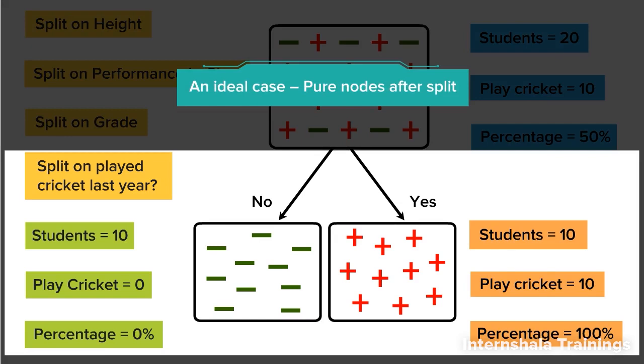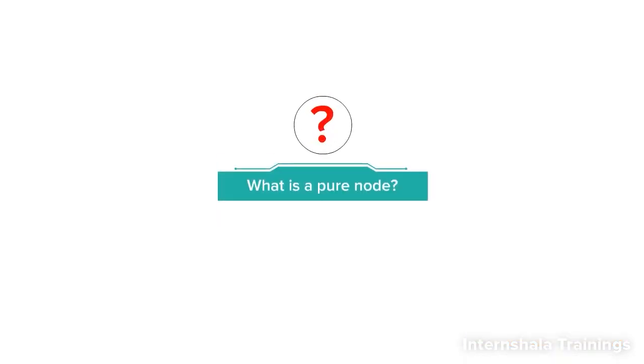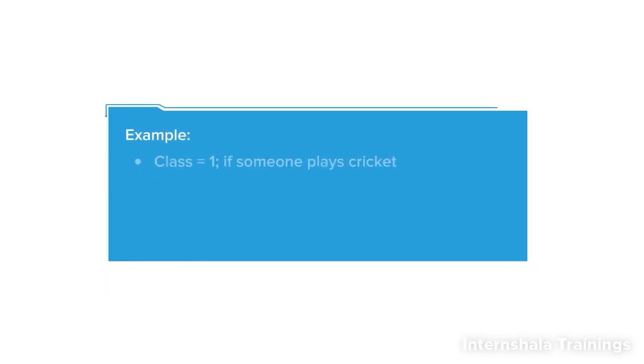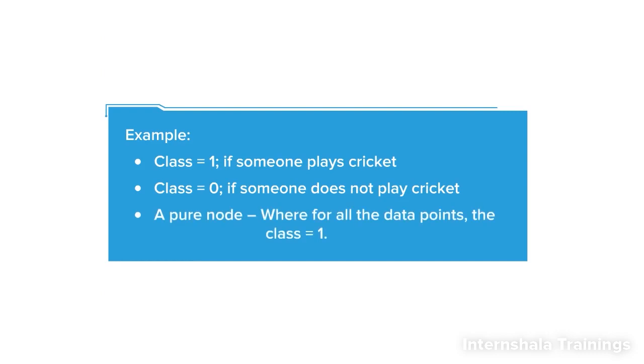In practical scenarios, you are very less likely to have such features that can give you completely pure nodes after the split. But what is a pure node? A pure node is one in which all the data points exhibit the desired behavior or have the same class. For example, suppose we defined class equal to 1 if someone plays cricket and 0 if someone does not play cricket. Then a pure node would be 1 where for all the data points the class equal to 1.